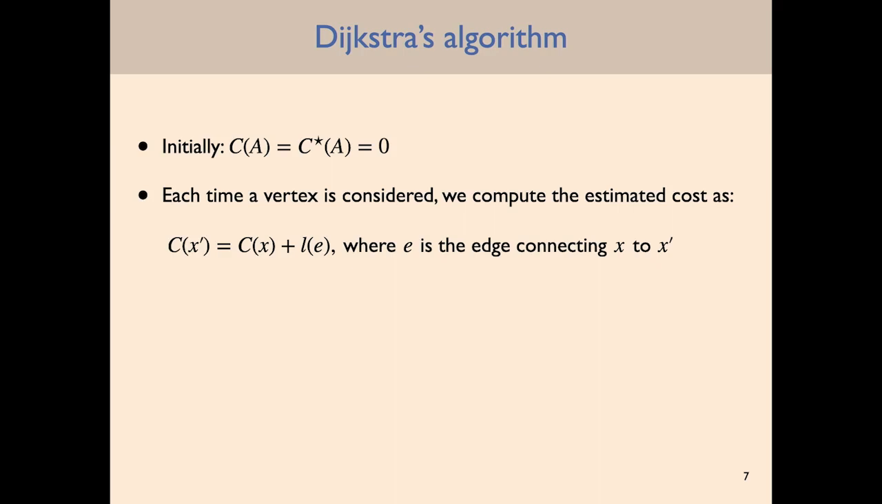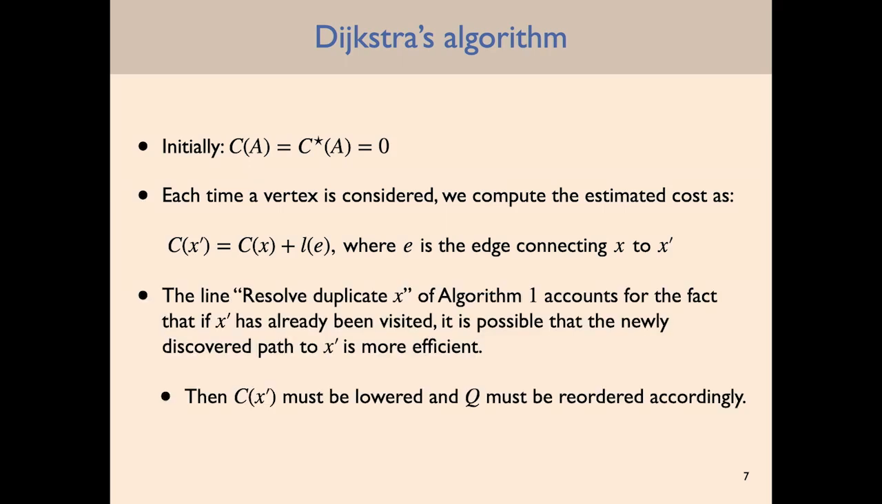And so for that step, when we look at the neighbors of x, for each neighbor x prime, we're going to do this update. We're going to take the estimated cost to come for the vertex x, and then add in the cost of traversing the edge that takes you from x to x prime.